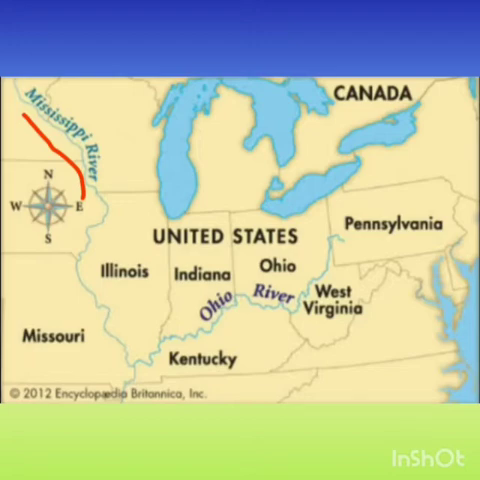So where it is flowing as a tributary, Ohio. This is the Ohio River. Can you observe here? It is flowing from here to the Ohio River. So Ohio is a tributary of the Mississippi.